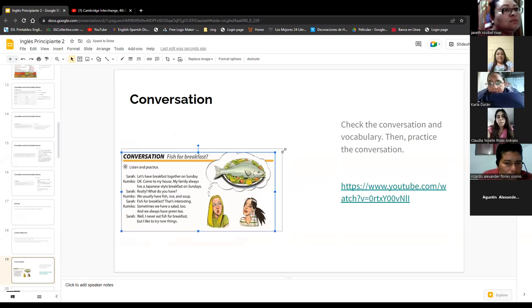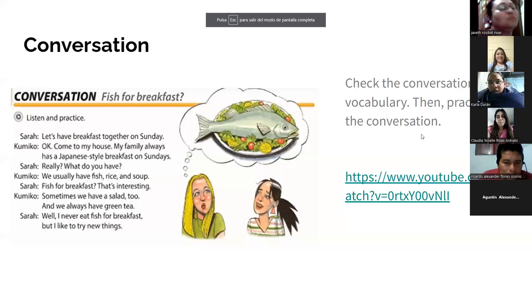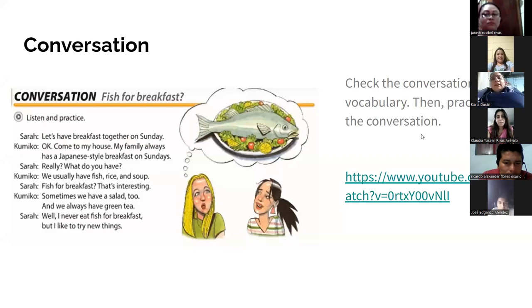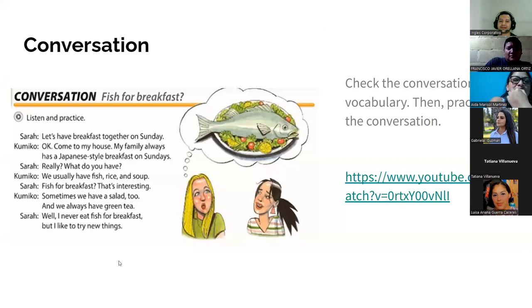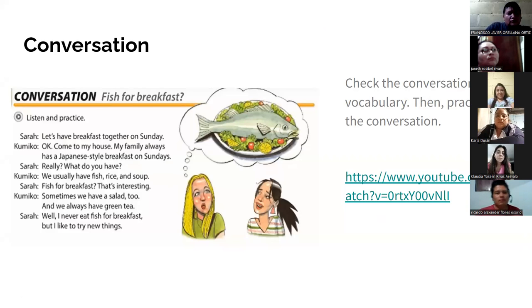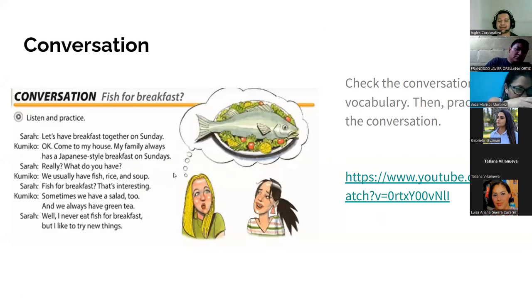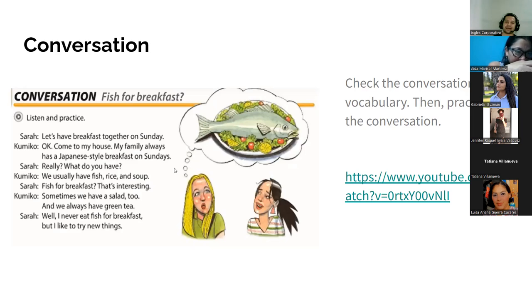Oh, sorry, I was on mute. Vamos a practicar la conversación en este momento. No sé si hay unos voluntarios que me quieran ayudar. Gabriela Guzmán, okay. And who wants to help Gabriela? Sara. Okay, Sara. ¿Quién quiere ayudar a Gabriela con la conversación? Jennifer, okay, perfect. So, Gabriela, you will be Sarah, and Jennifer, you will be Kumiko, okay? You can start right now.